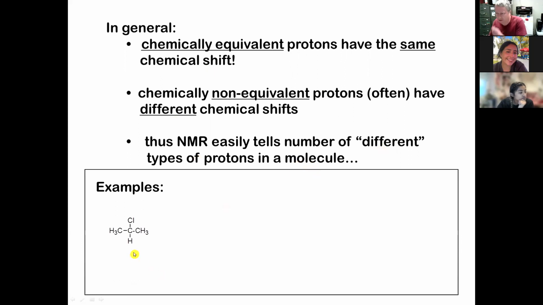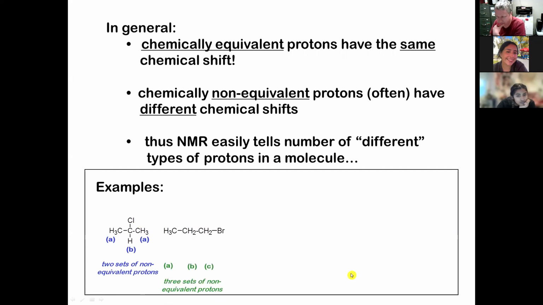So this molecule, how many types of protons are there? Just looking at the molecule, you've got the outside ones, which are symmetrical, and the inside one. So you might say there's two, A and B, two sets of non-equivalent protons. What about this one, 1-bromopropane? Well, it looks like 3. You might be seeing a pattern: 2, 3. Next one will be 4.